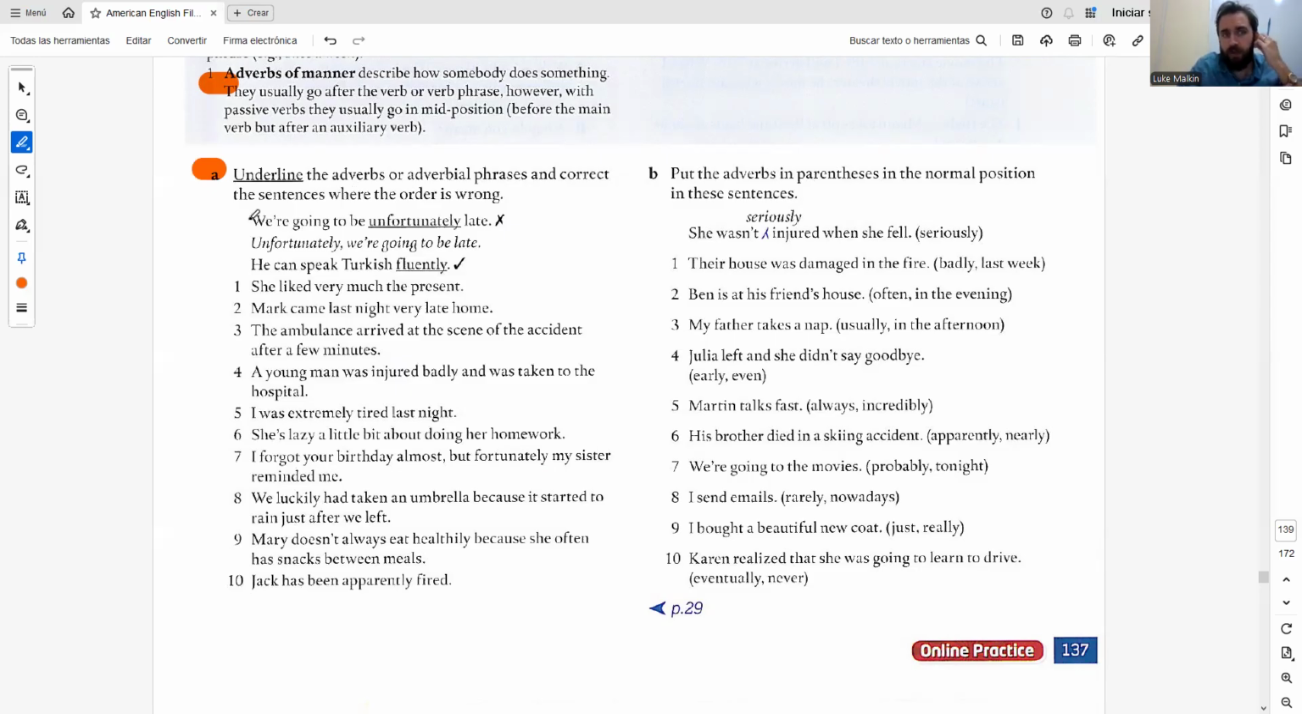For example, we're going to be unfortunately late. I mean, if you were writing poetry, sure, you can put the adverb wherever you want, but the standard way of using this comment adverb is to put it at the beginning. Unfortunately, we're going to be late. He can speak Turkish fluently. This is fine. This adverb is giving us an idea of how he speaks Turkish. Okay, 10 questions, pause and complete.